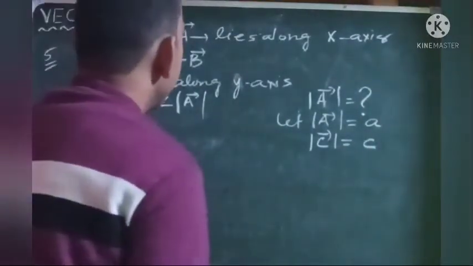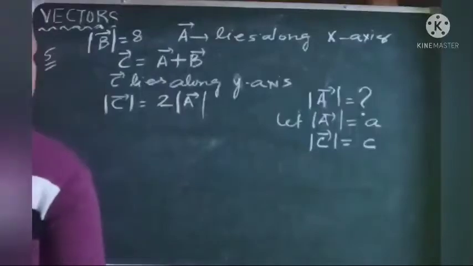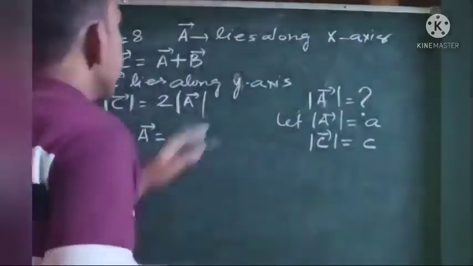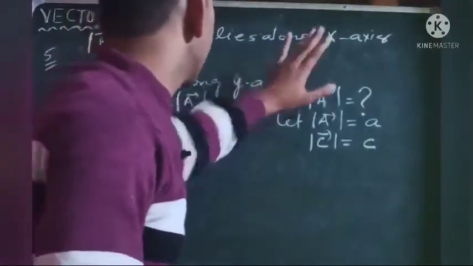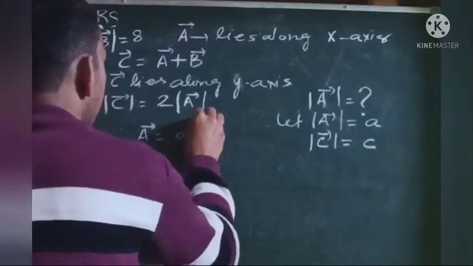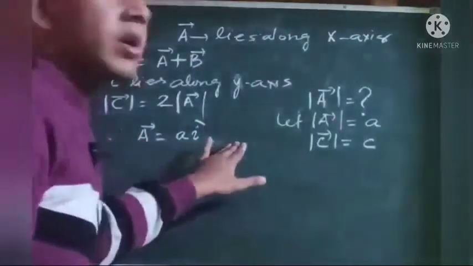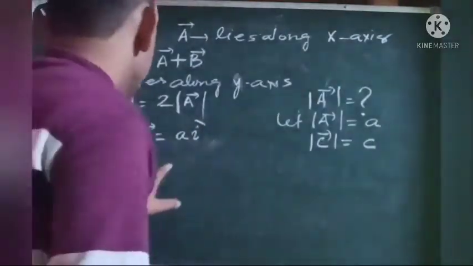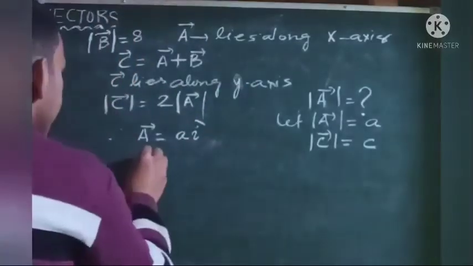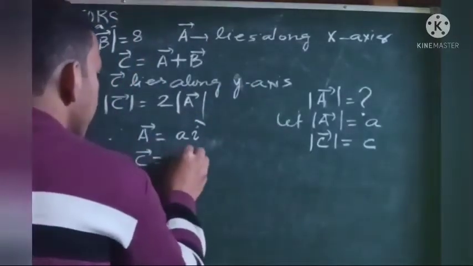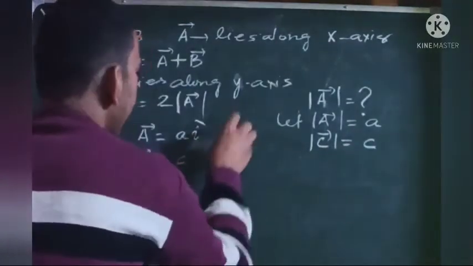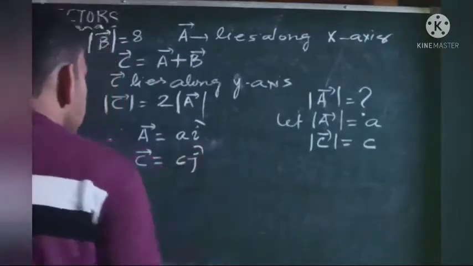Now let's use the given information. Therefore we can write A vector as, since it lies only along x-axis, it will be magnitude and the direction is represented by i cap. Its j cap and k cap components are going to be 0. And C vector lies along y-axis. Therefore we can write C vector is equal to magnitude, which is represented by small c, and it lies along y-axis. Therefore it is going to be j cap.